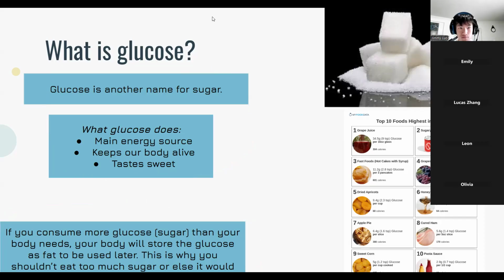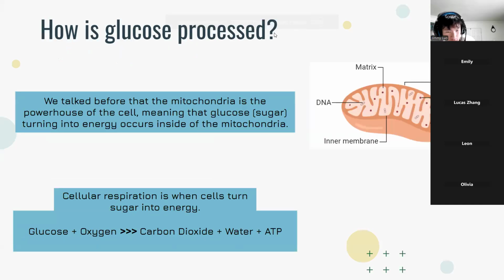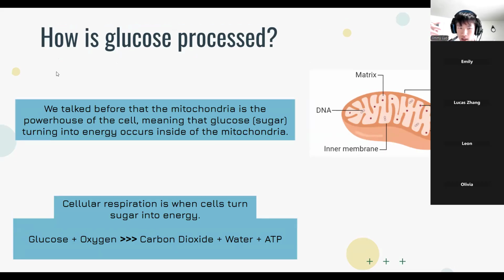Okay, we'll move on. Okay, so how is glucose processed? Like, how is glucose turned into energy? So we talked before that mitochondria is the organelle inside of your cell that makes energy, right? Basically, that just means that glucose or sugar is turned into energy inside of the mitochondria, right?